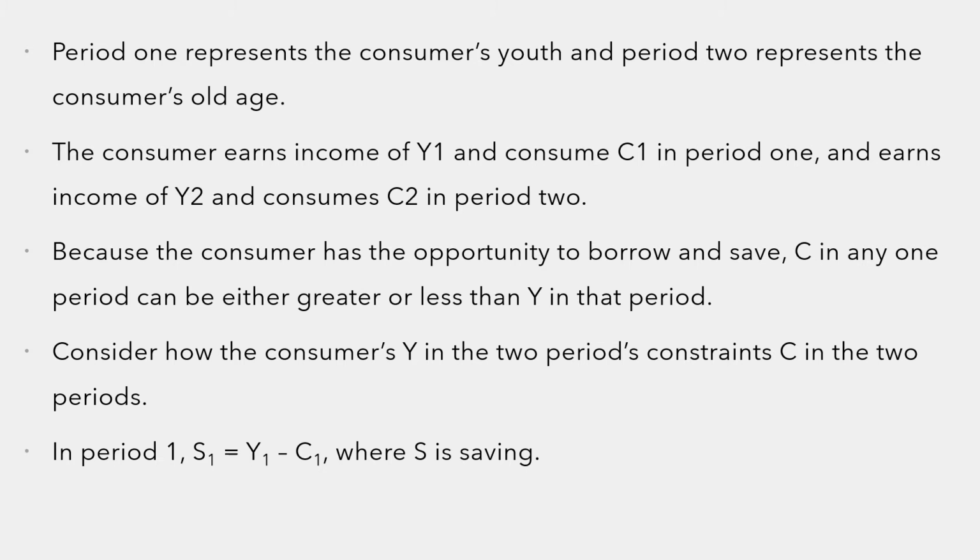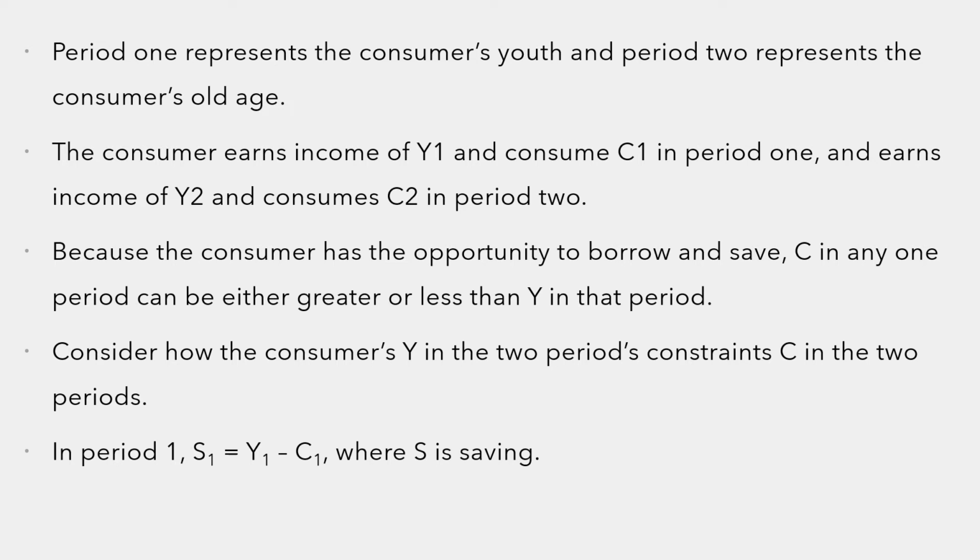The consumer earns income Y1 and consumes C1 in period 1, and earns income Y2 and consumes C2 in period 2. Because the consumer has some opportunity to borrow and save, C in any period can be neither greater nor less than Y in that period. All these things are assumptions. Just after making these kinds of assumptions, you can consider how the consumer's income in the two periods and the consumption C in the two periods would behave.